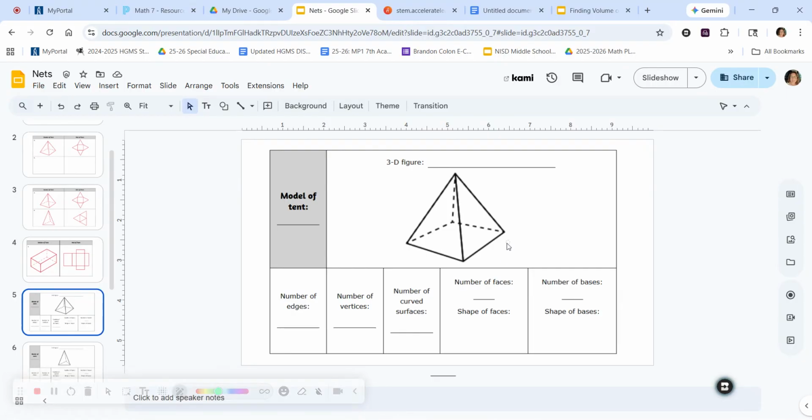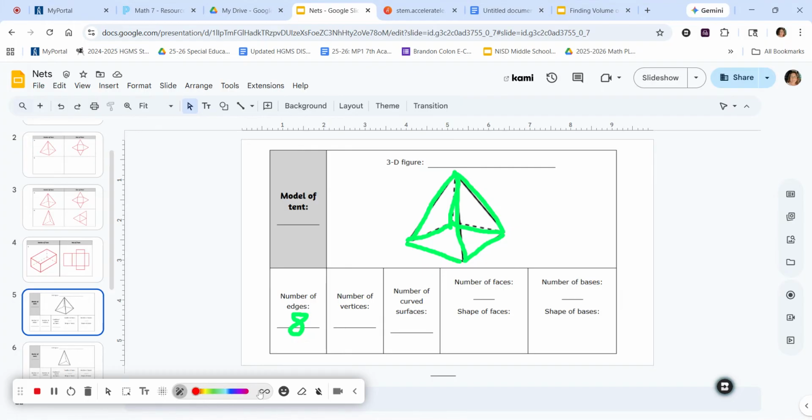So let's do green for the edges. 1, 2, 3, 4, 5, 6, 7, 8. I know my lines aren't very straight, but so the number of edges for this figure, there are 8 edges.